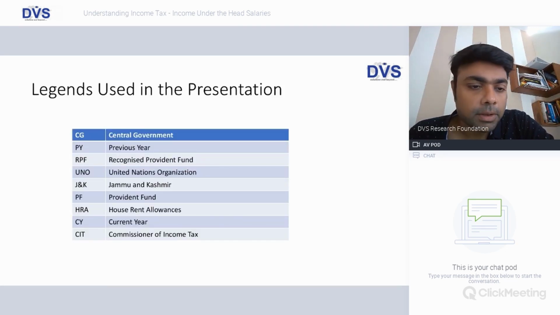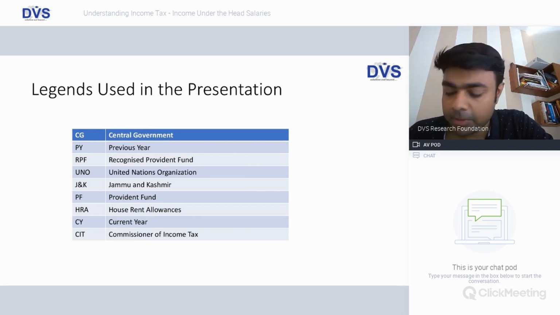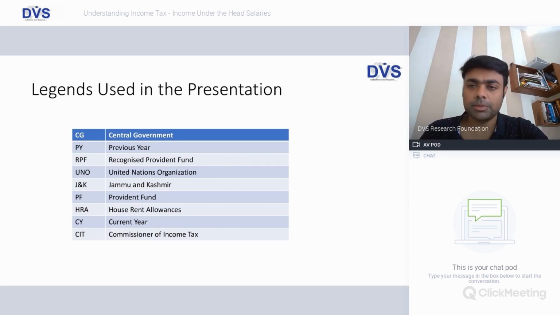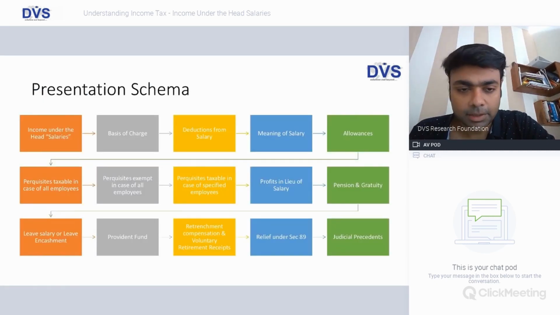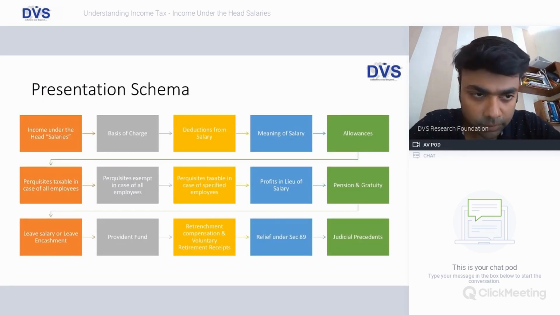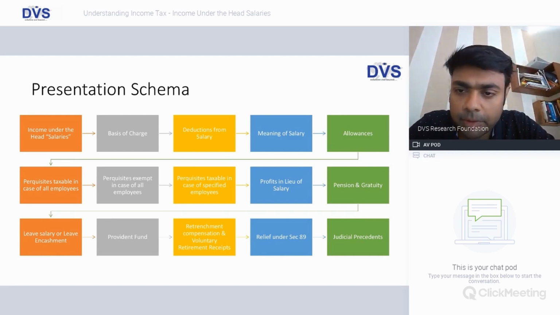So these are some of the definitions: Recognized Provident Fund, HRA, and CIT, of course, stands for Commissioner of Income Tax. I guess most of the others are anything which we have seen otherwise in our earlier presentations. Yes. So this is what we intend to see, friends.